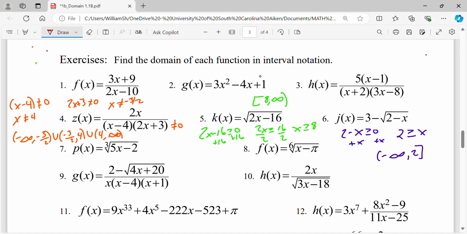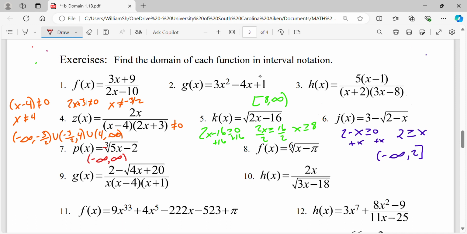Now, number 7 says p of x equals the cubed root of 5x minus 2. We do have a radical here, but it's an odd indexed radical, which means it's unaffected by negative numbers, which means our domain is negative infinity to positive infinity because we have no exceptions to worry about.